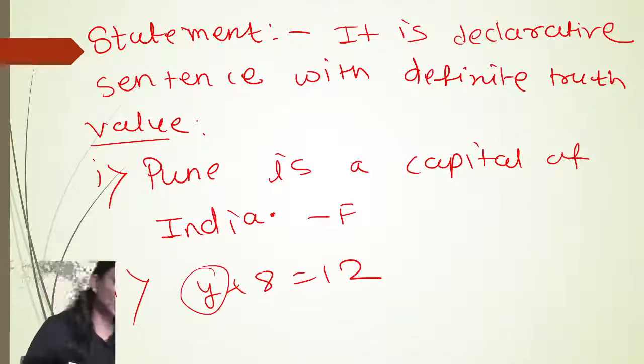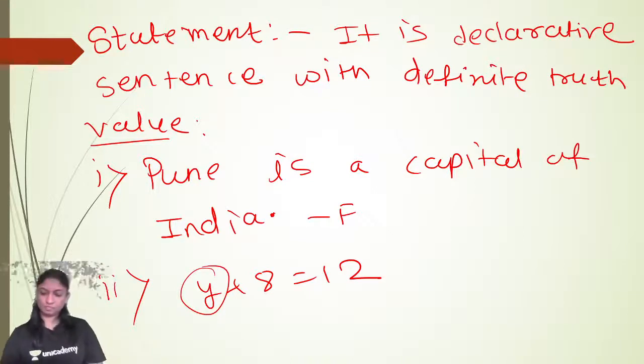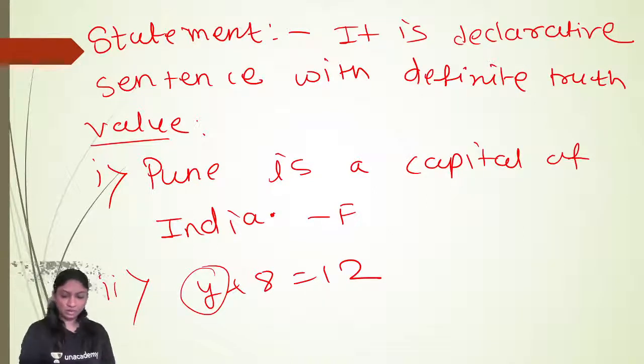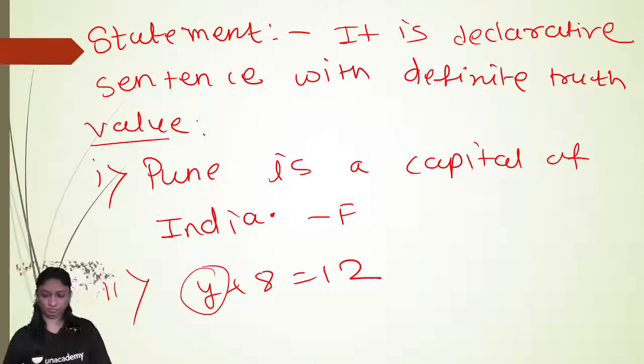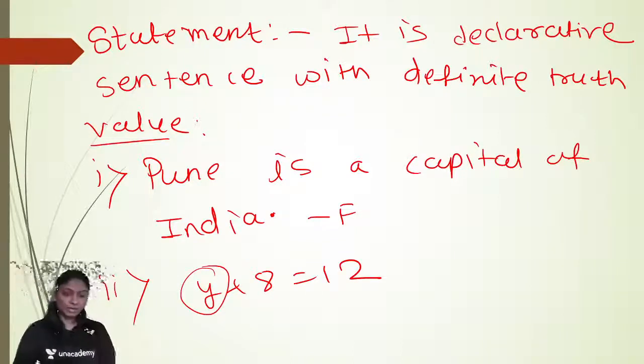Now, here this is not a statement. Why is it not a statement? Because the truth value of this sentence depends upon the values of y. For some values of y, the statement will be true, and for some values of y, the statement will be false. Therefore, it is not a statement.